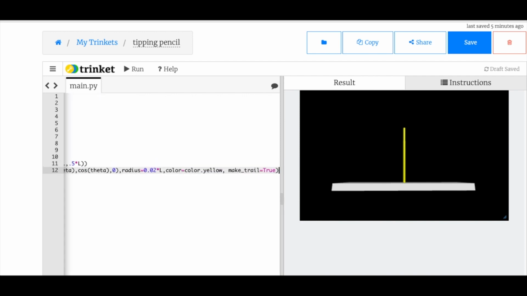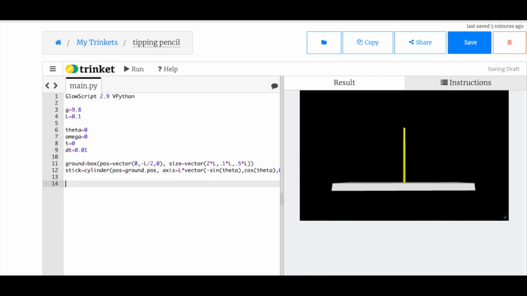Okay, so we're pretty much ready to start our calculations. The first thing we're going to do is to make a loop. So while theta is less than pi over 2, because once it gets to pi over 2, that would be all the way down.